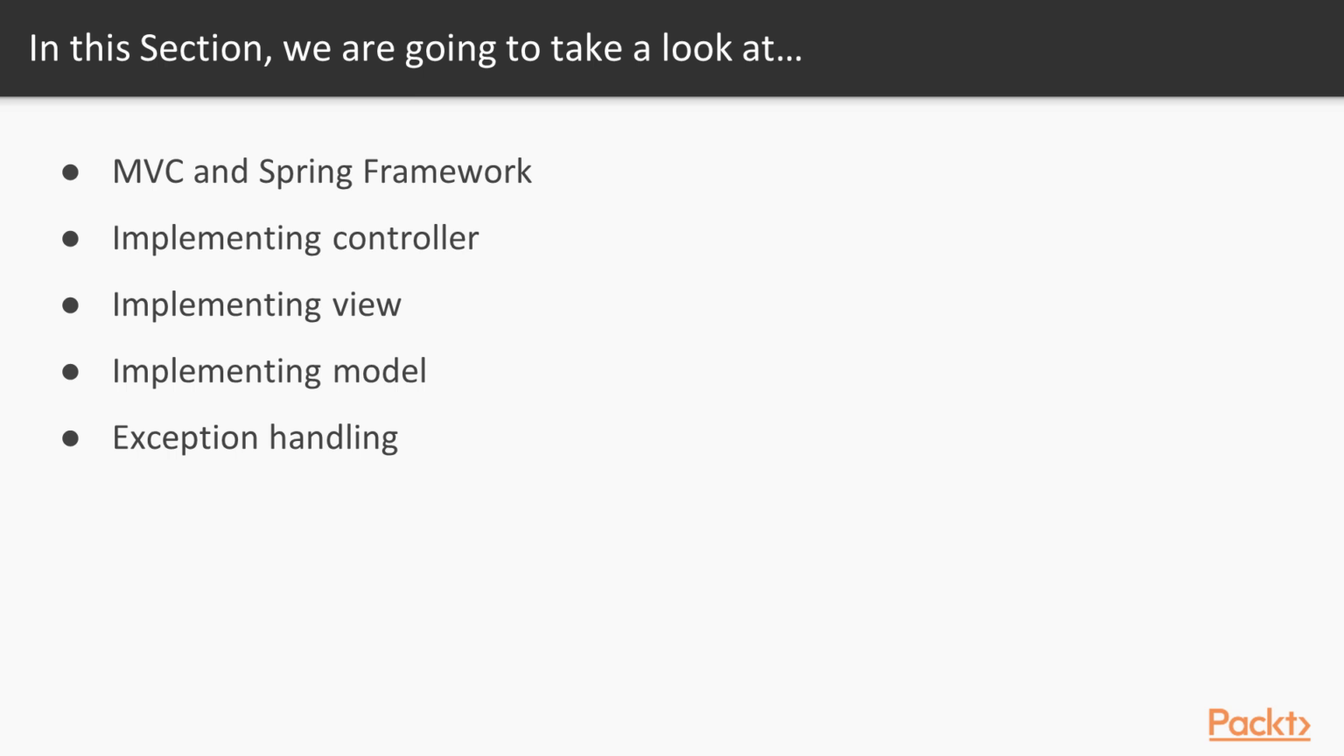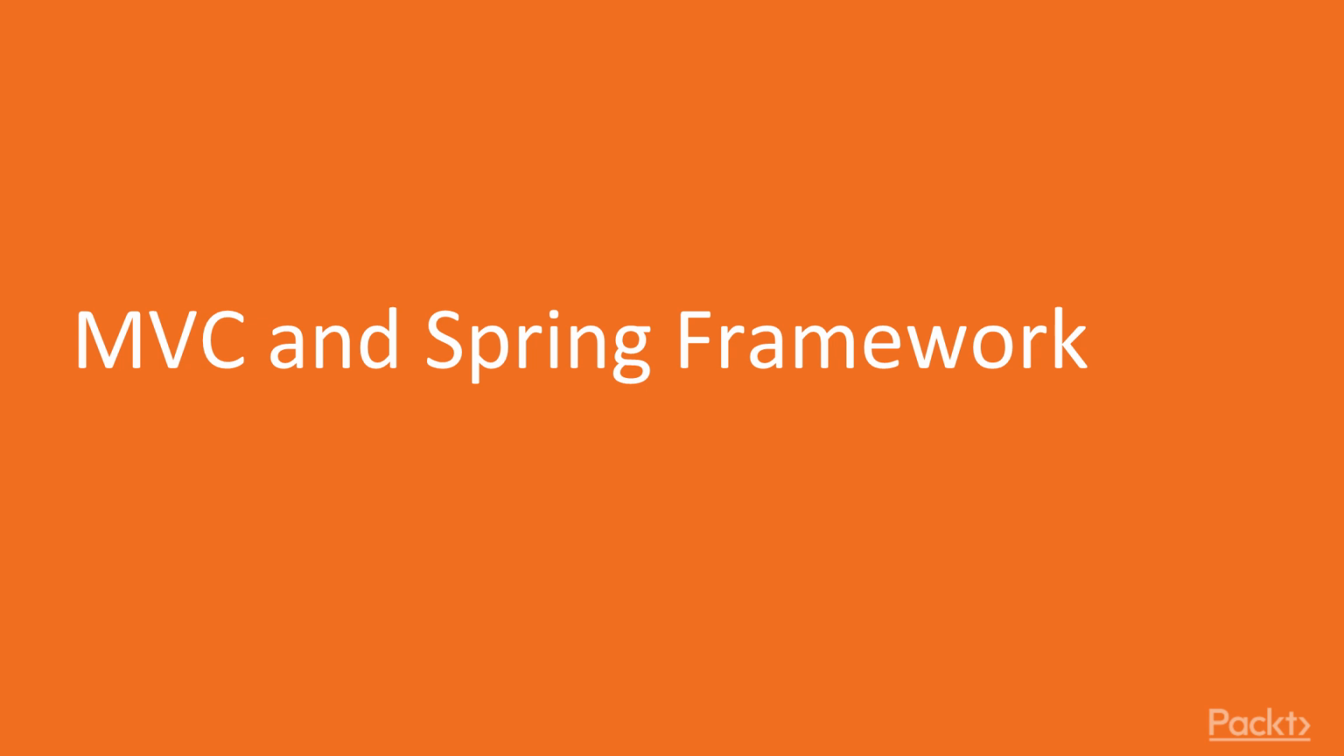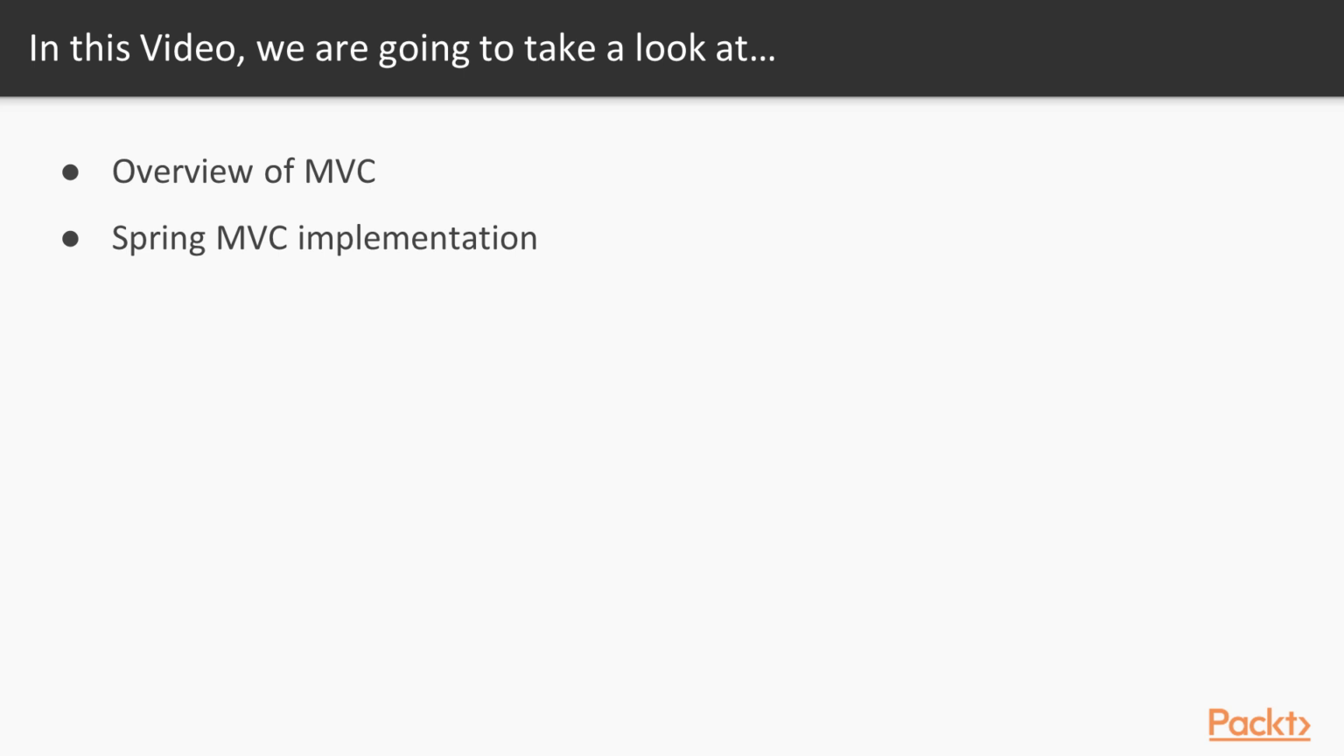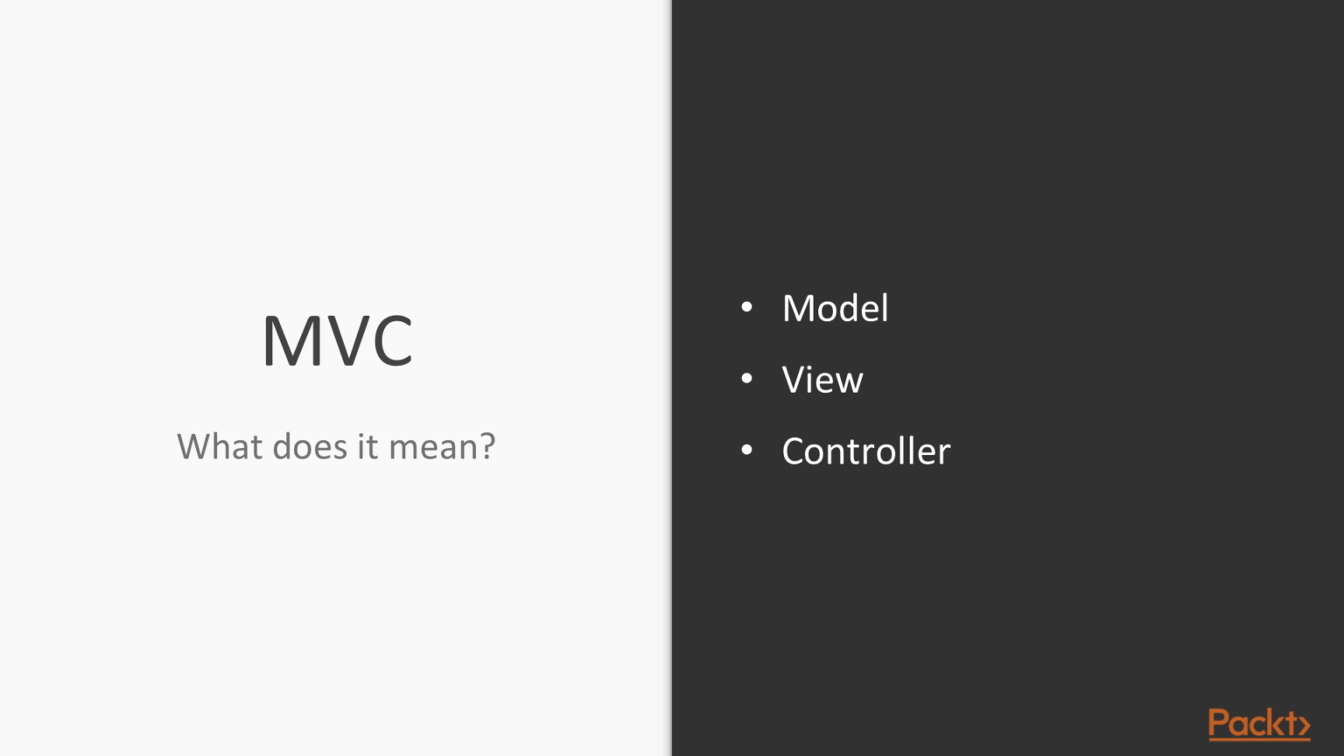only user-friendly messages. In the first video of this section, we're going to take a look at what MVC is as a pattern and how Spring implements it. Okay, what is MVC? MVC stands for three letters. It's a model, M, it's a view, V, and it's a controller, C.